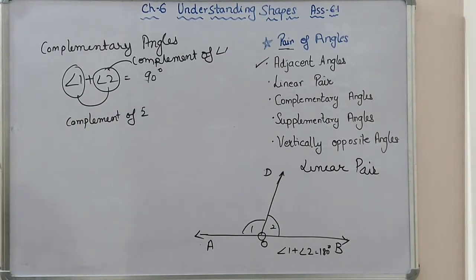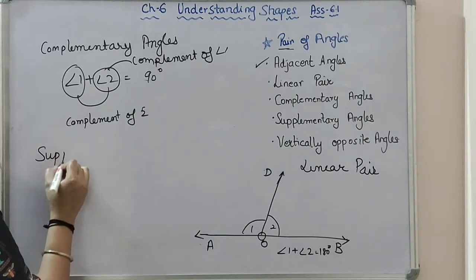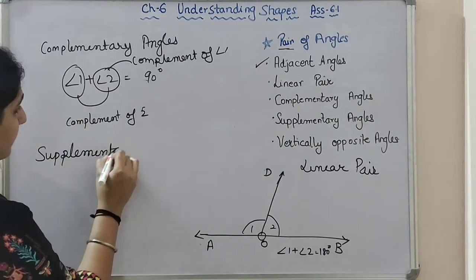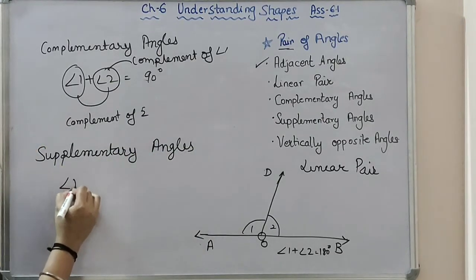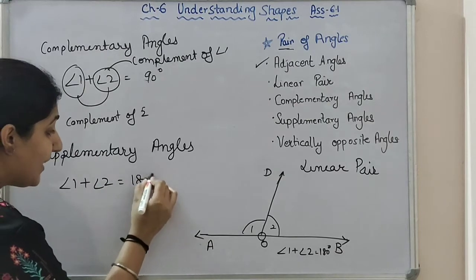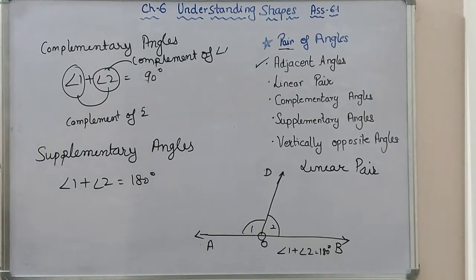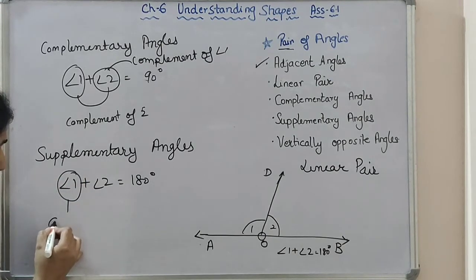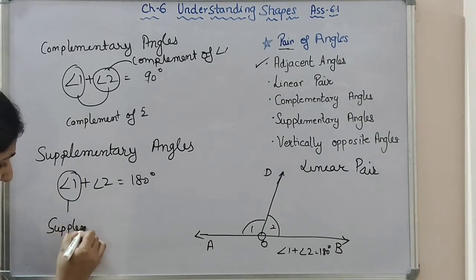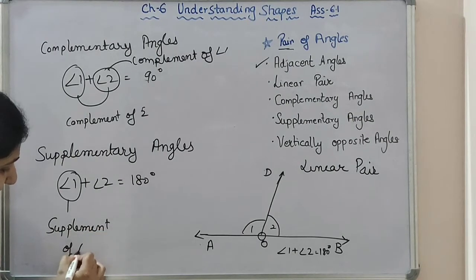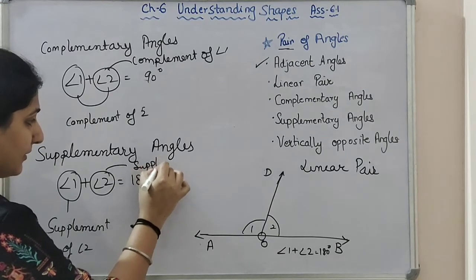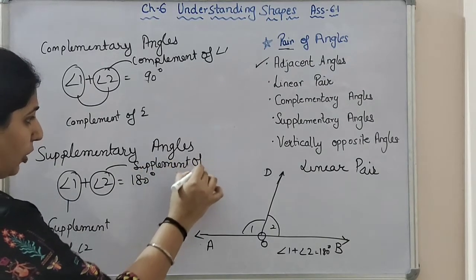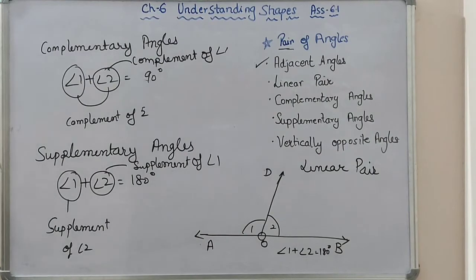Okay, so if the sum of the two angles is equal to 90 degrees, then they are known as complementary angles. And if their sum is 180 degrees, then they are known as supplementary angles. And in this case, angle 1 is called the supplement of angle 2 and angle 2 will be called the supplement of angle 1. Hope you have understood.